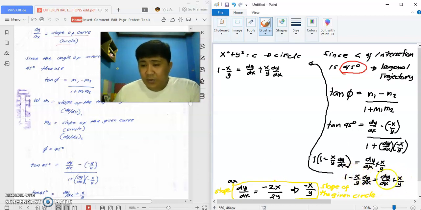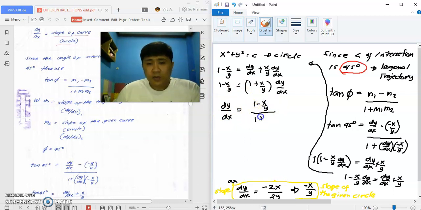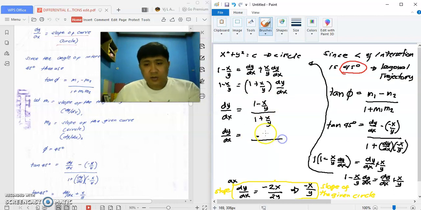Now, since I have dy over dx on both sides, and here I have x over y, I just transfer the positive x over y to the other side, so it becomes negative x over y. So I just combine the dy over dx. So from here, I have 1 minus x over y equals common, so we have 1 plus x over y times dy over dx. So our slope dy over dx is just equal to 1 minus x over y over 1 plus x over y. Or we could simplify this further as dy over dx is equivalent to, so we have the common denominator of this, that is y.